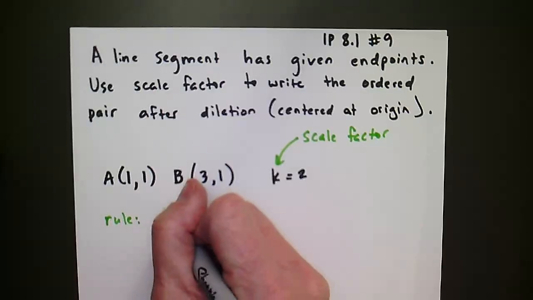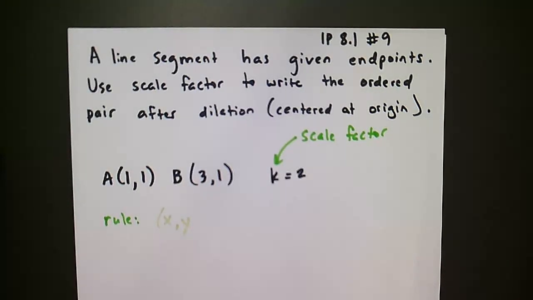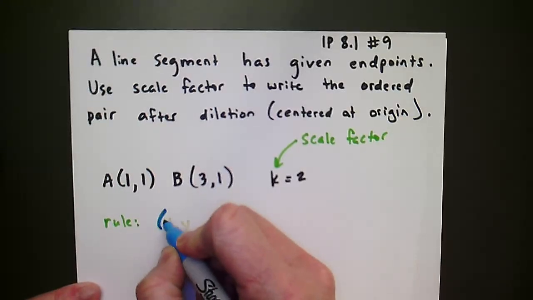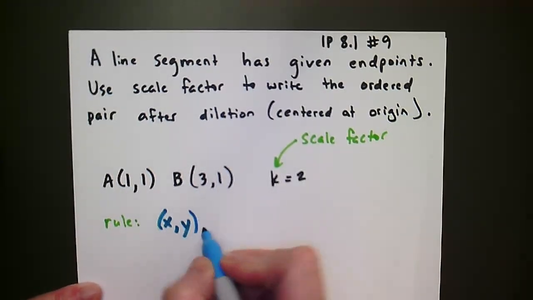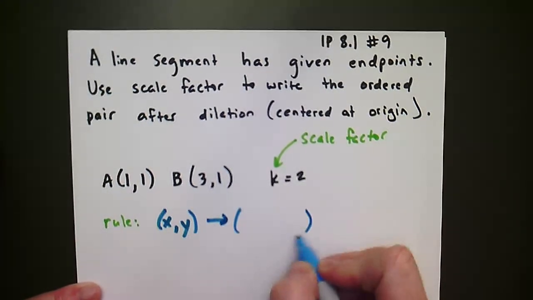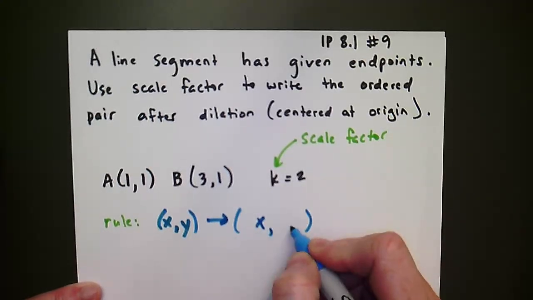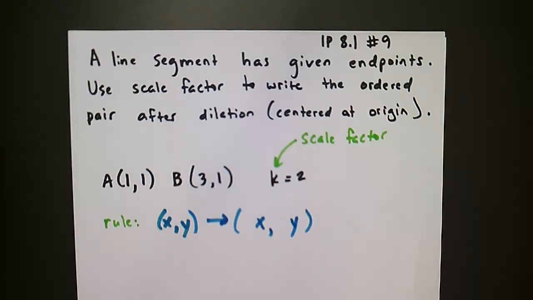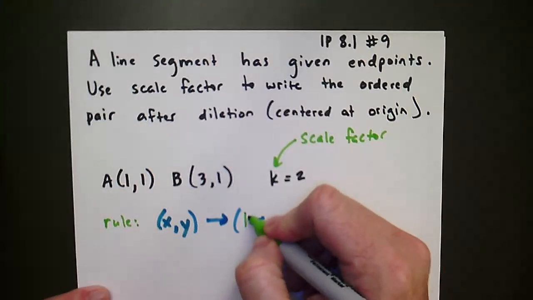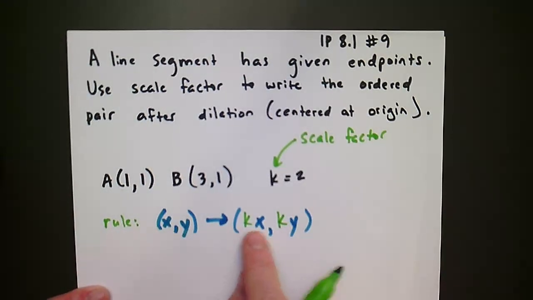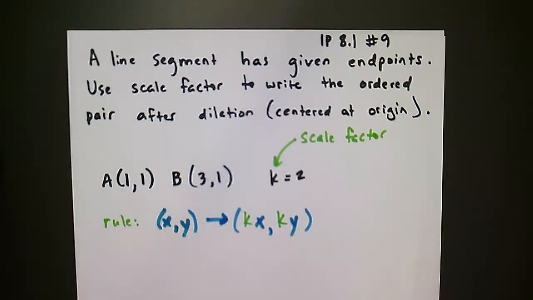Oh, this one looks like it's running out of ink. Okay, so x, y. And then to get the new points on the x and on the y, we're just going to use our k value as a multiplier on each of those. So k times whatever the x value, k times whatever the y value is.